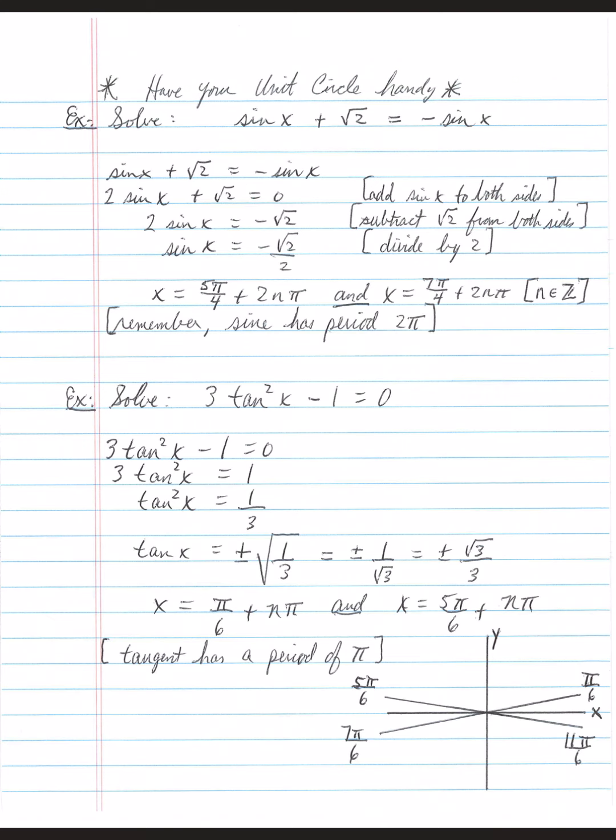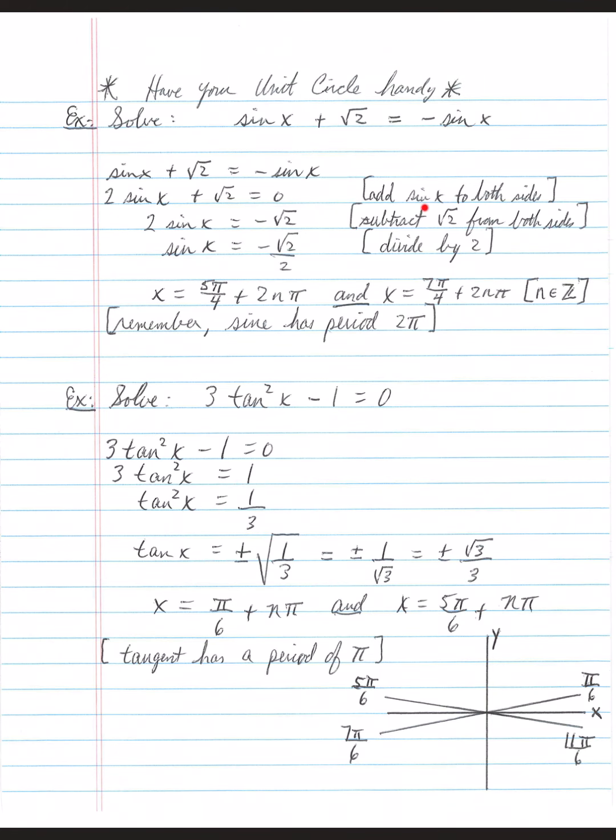Our first equation, we're going to look at solving sine x plus square root of 2 equals negative sine x. If you have the same trig function throughout, that's fantastic. Get that trig function all on one side of the equation. I'm going to add sine x to both sides. That's going to give us 2 sine x plus square root of 2 equals 0.